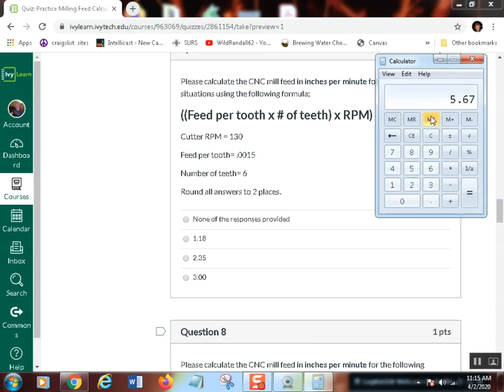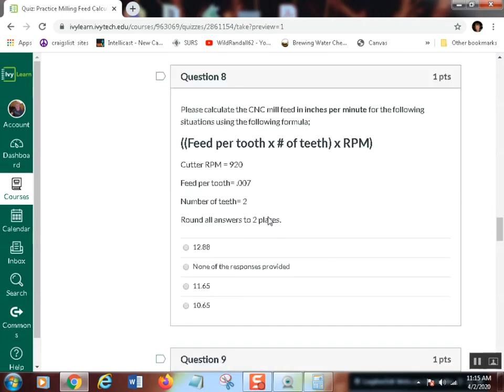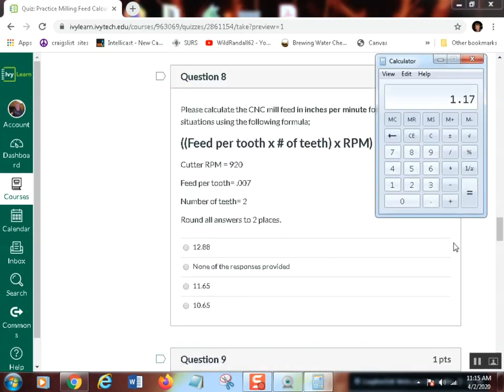Here we go again. Not going to do a whole lot of these, not like 30 or 40, but I don't know. We'll see. Okay, so 0.0015, that's my feed per tooth. I have 6 teeth, and then multiply that times 130, that's my RPM. Should give me a feed of 1.17 inches per minute. None of the responses provided. Yep. Okay, number 8. Example number 8.